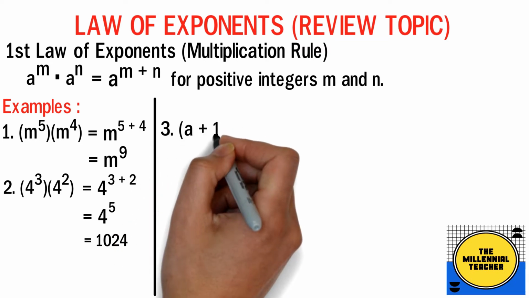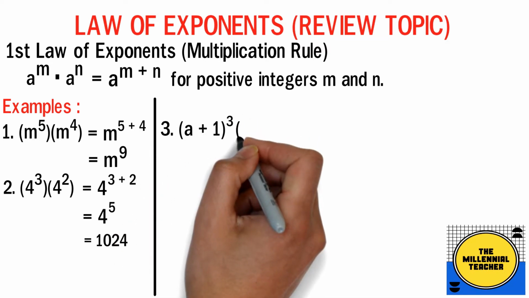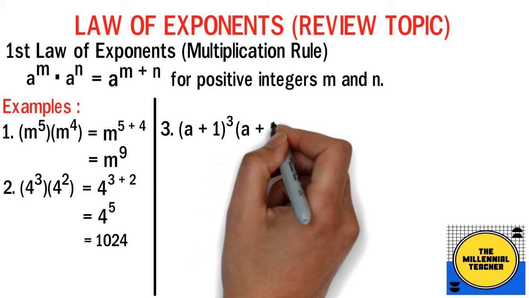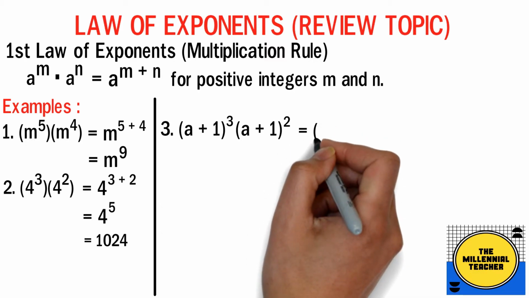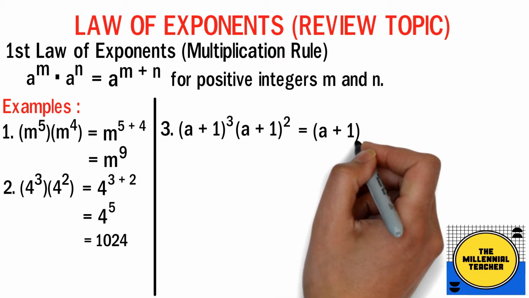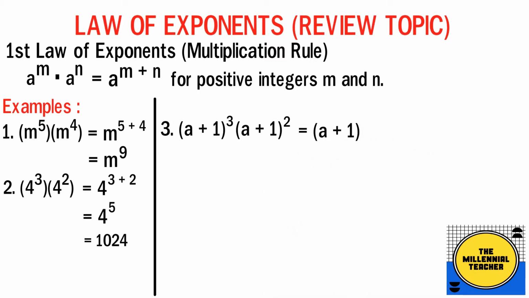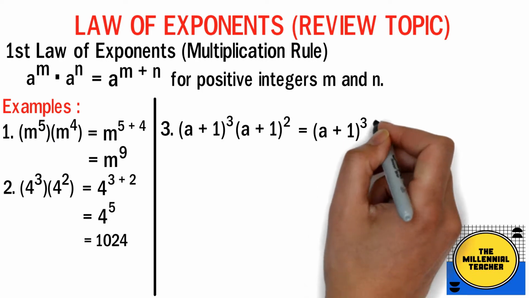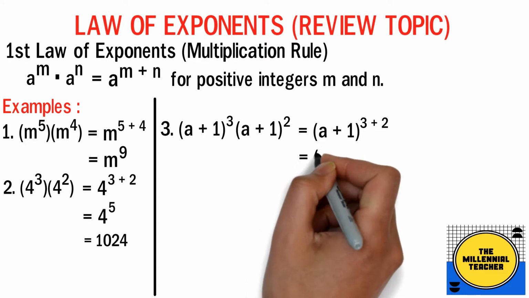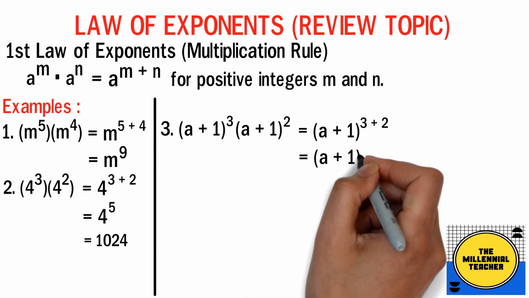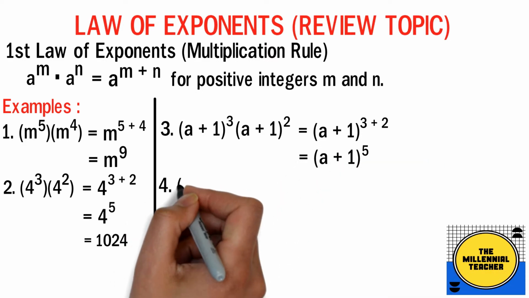Example number 3, ay quantity a plus 1, raised to 3, times quantity a plus 1, raised to 2. Just copy the base which is a plus 1, and get the sum of exponent. Kaya magiging 3 plus 2. Kaya, ang final answer, student, ay quantity a plus 1, raised to 5.